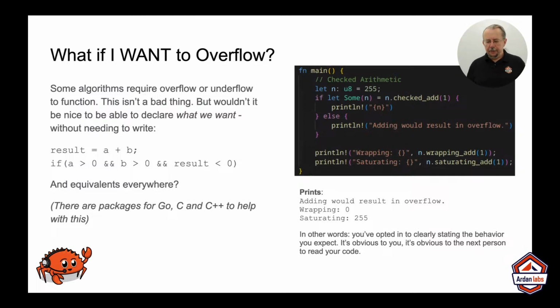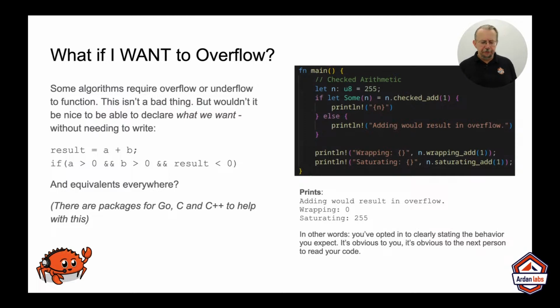Set n, a u8, an unsigned 8-bit integer, to 255. We call checked add. And checked add returns an option. It'll return Some with the result if the result is valid, and return None if it would have resulted in an overflow. This gives you a way to not panic at runtime, and check to see if it happened.